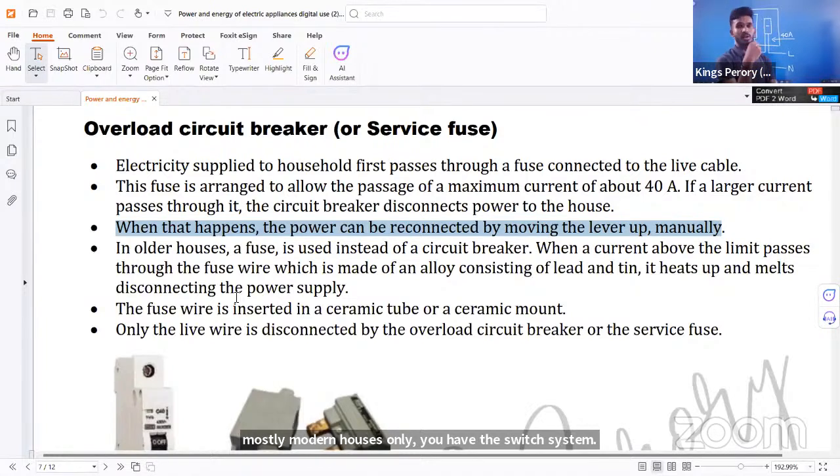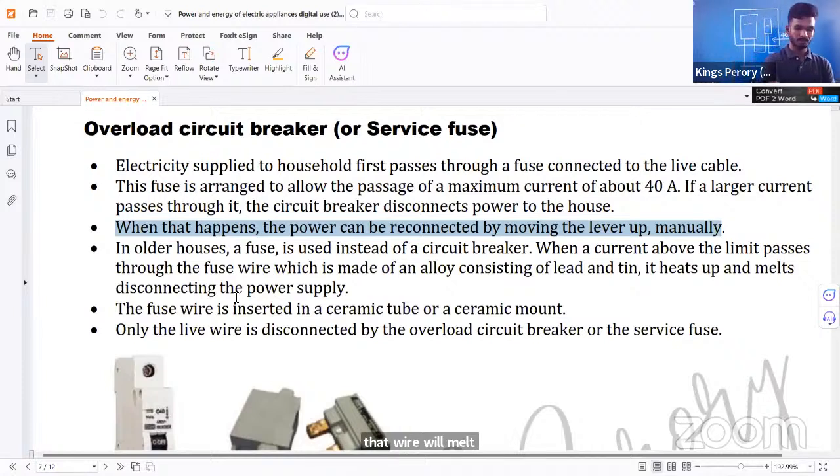Now inside a fuse, what you have is a small metal-like thing, a wire-like thing. Here it is an alloy made of lead and tin. If a high current passes, that wire will melt. So when it melts, can the current go through that? No, sir. So you need to remove and replace the fuse.